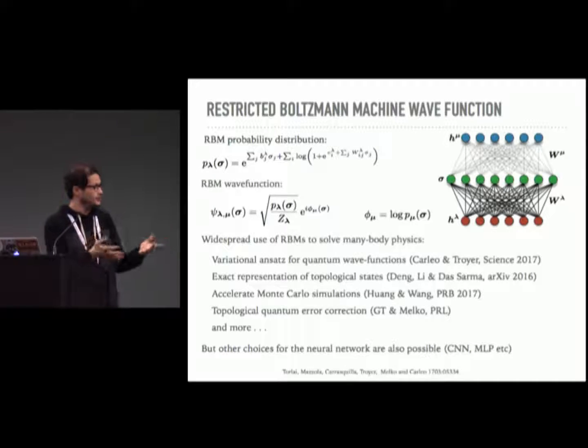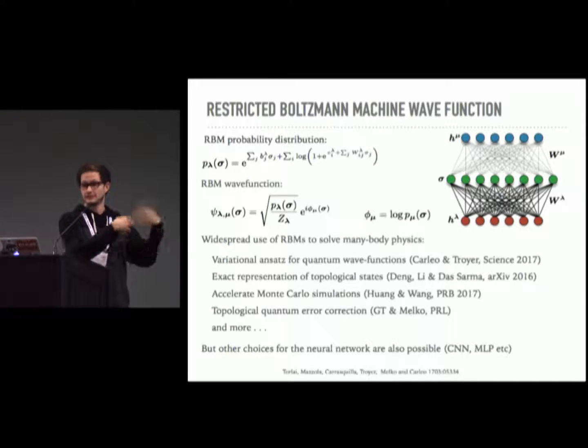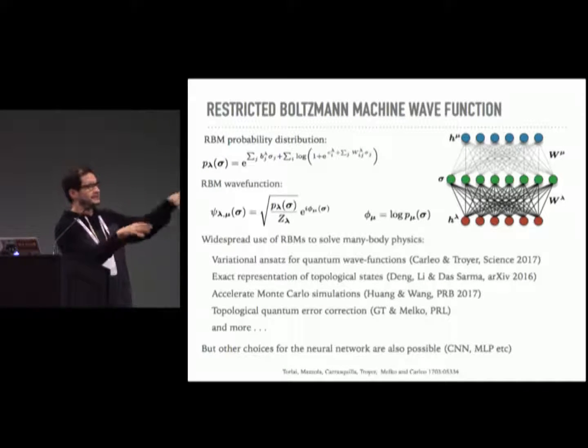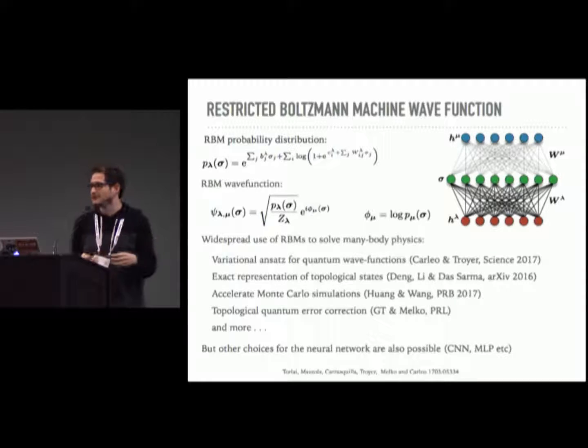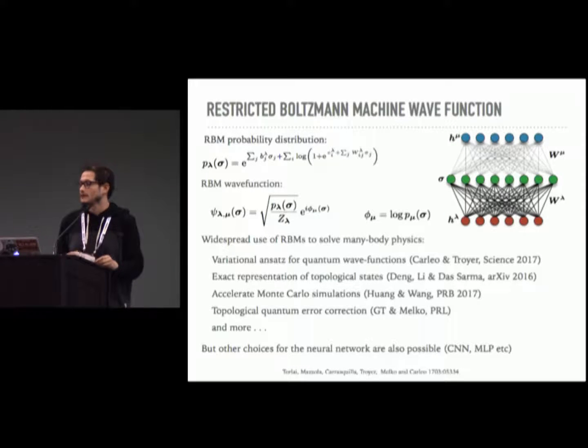But other choices are possible, right? As I've shown, CNNs work for the toric code, but in this case we use RBMs extended to the complex domain. One of the reasons why RBM is not popular is that it's just difficult to train large RBMs, and then also you can't easily get a good partition function and so on.